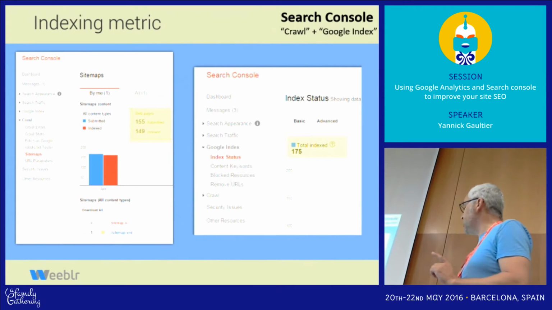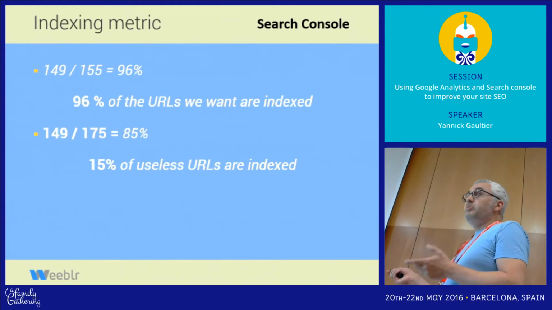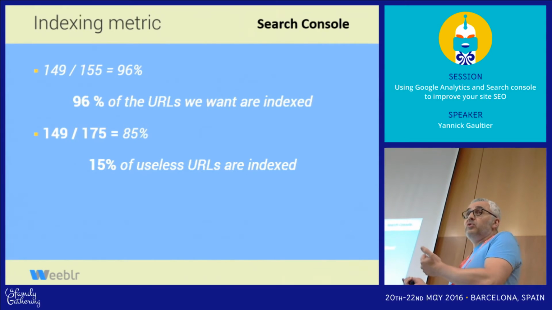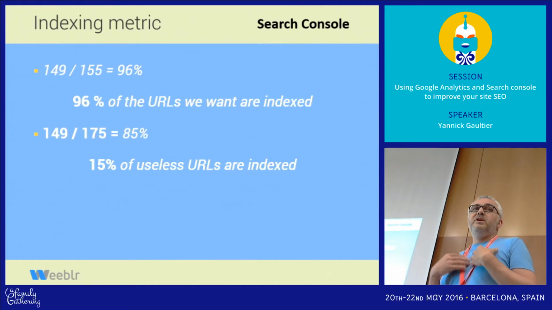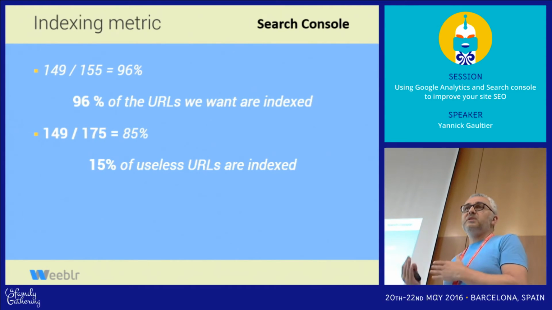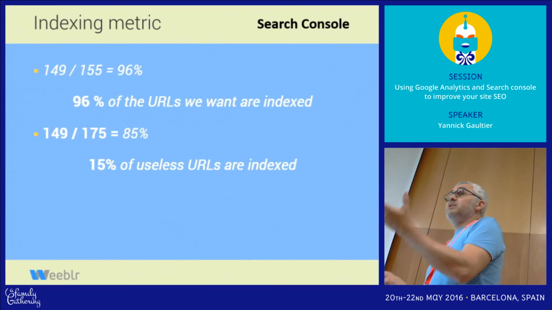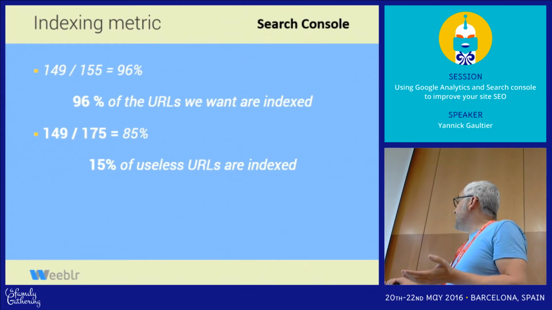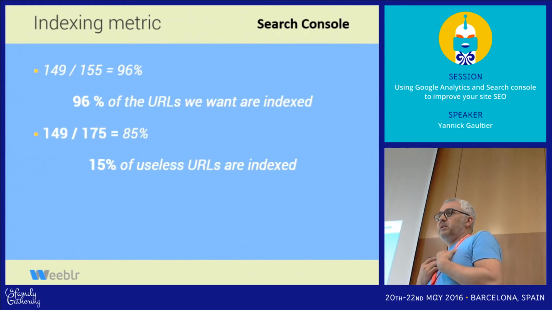So from these three numbers, here is what we suggest computing. The first is the number of URLs you submitted in the sitemaps, the good ones, over the total number of indexed pages. In our case, it's 96%, and that means that 96% of the URLs we really feel are important are indexed, so that's pretty good. And from the other number, the pages that we submitted for indexation in our sitemap over the total number of pages indexed, we can compute that 15% of the indexed pages are useless based on what we think.